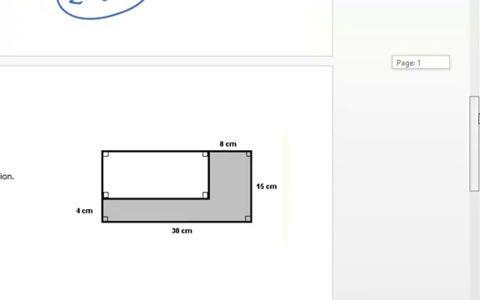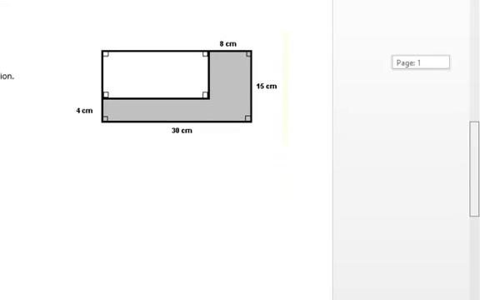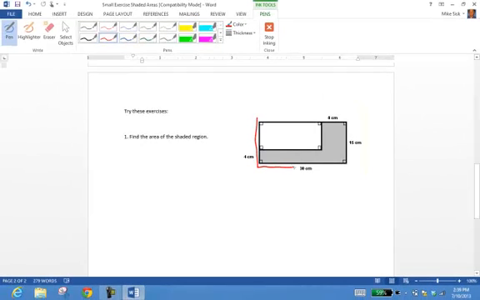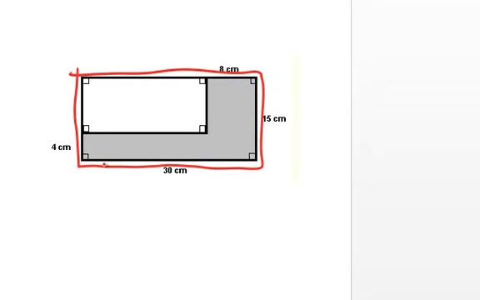Now if I want to try this exercise right here, if I want to find the area of this shaded region, again, here's what I would do. I would take the big rectangle and find the dimensions of those, subtract the area of this one. Now you might have to do some figuring to get these numbers. Don't just use 4, 30, 8, and 15 just because they're staring you in the face. You may have to do some thinking here. But again, think big minus little.